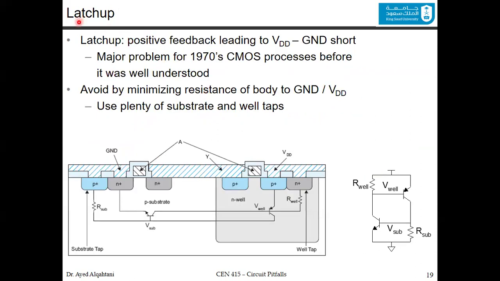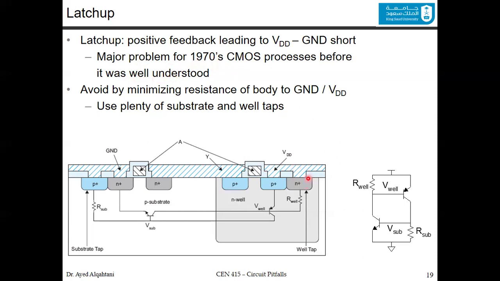Now for latchup. It is actually caused by positive feedback leading to a VDD to ground short. We know that we shouldn't have a short circuit between VDD and ground. Latchup can cause this, and actually in the 1970s, it was a huge problem before it was well understood.